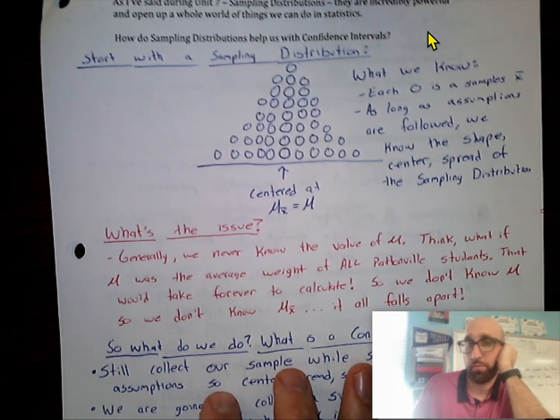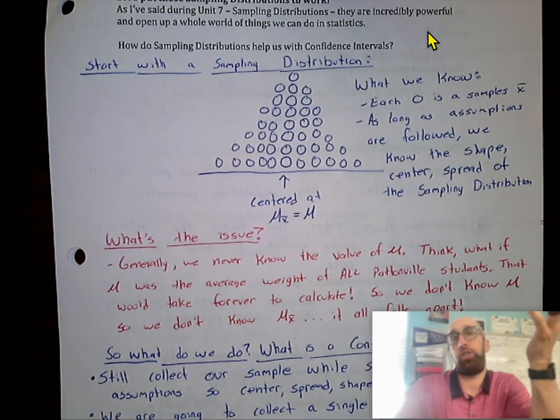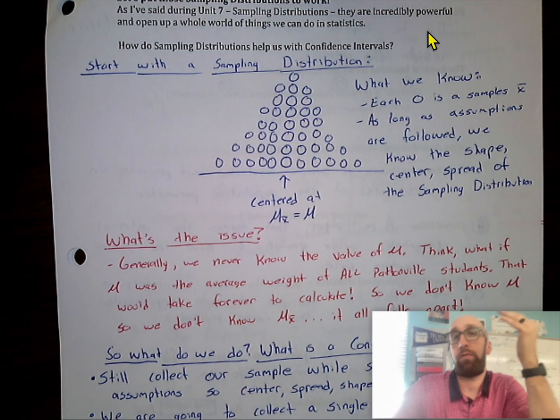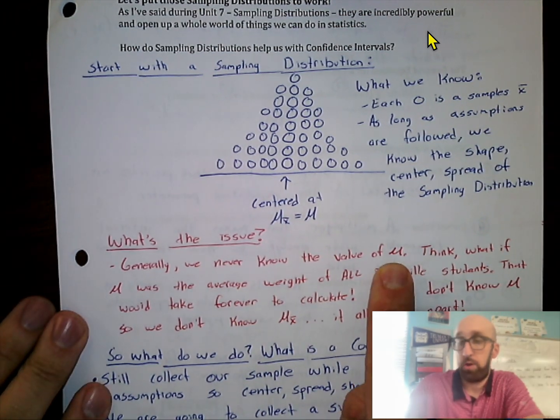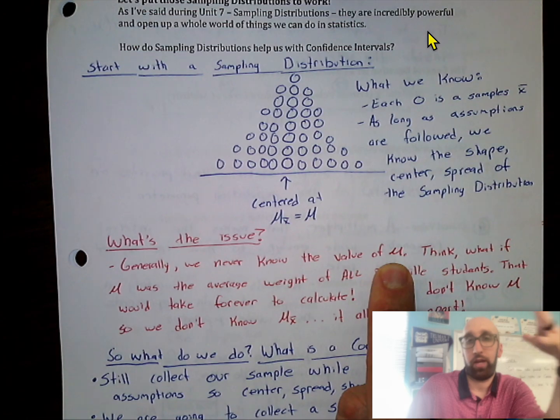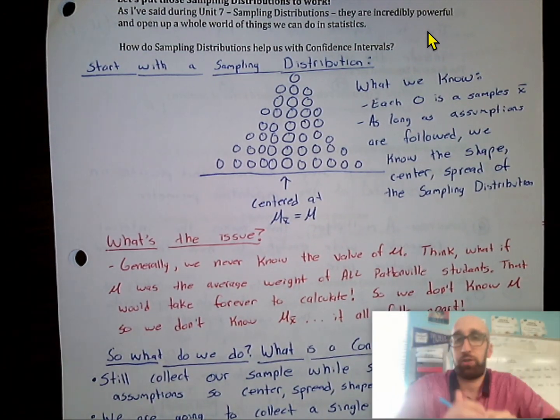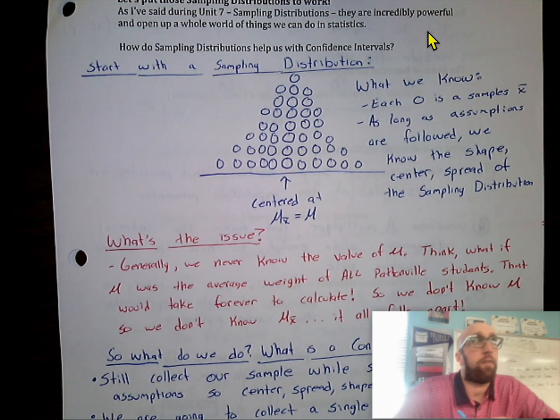So here's the issue. The last unit is all great and dandy, but in general, we never really know the value of mu. Mu, again, remember, is the population's average. We very rarely know what the population average really is. If you knew what an entire population was doing and what it's going to do, life would be pretty easy on this planet. You would know exactly what was going on.